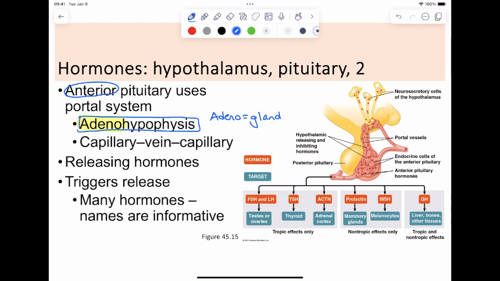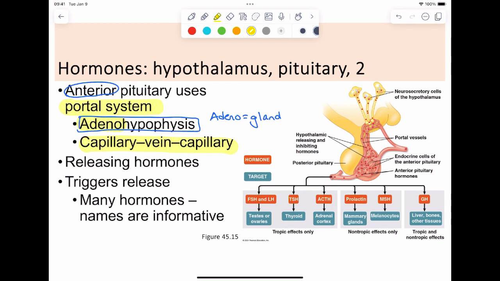The way it gets told what to do is through a system that's referred to as a portal system. Portal systems are not very common. I could talk about more of them, but realistically I'm only going to point out three of them to you for the rest of the semester. There are more, usually in certain circumstances. In this particular case, a portal system is where we break the pattern of normal circulation. Normal circulation goes artery, capillary, vein. Artery, capillary, vein.